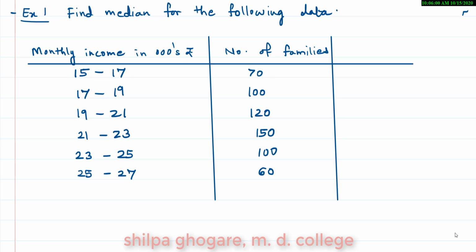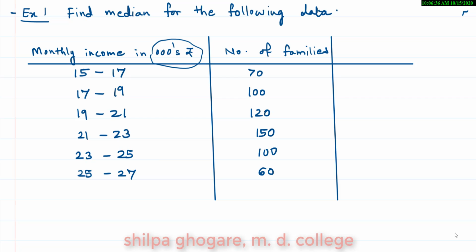That means the actual monthly income is 15,000 rupees to 17,000 rupees. But those three zeros are not written everywhere. They are merged and written in the first part here itself. So the understanding is like this: it is 15,000 to 17,000, 17,000 to 19,000, and so on, up to 25,000 to 27,000. And how many families have an income lying in this particular range is given in the next column.